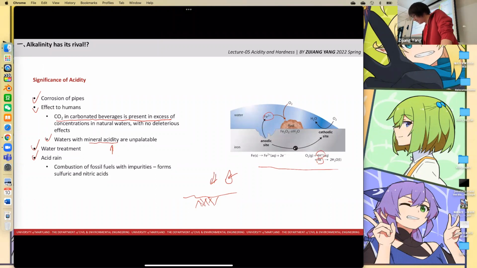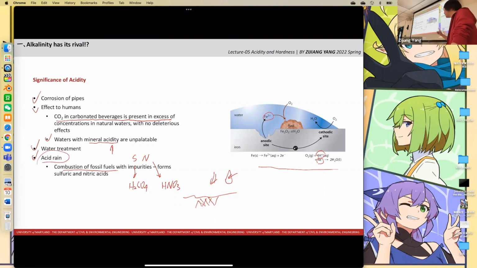And the acid can come from the combustion of fossil fuels, especially when they have sulfur or nitrogen. Then the sulfur will become sulfuric acid, and nitrogen will become nitric acid, and they can exist in the rainwater.